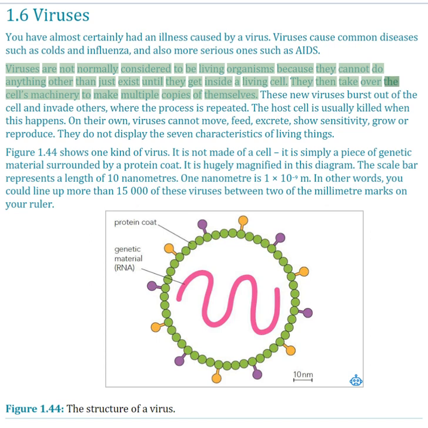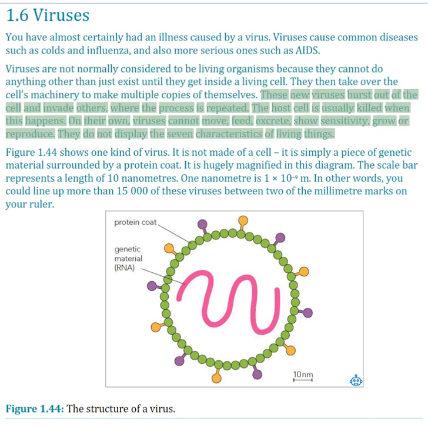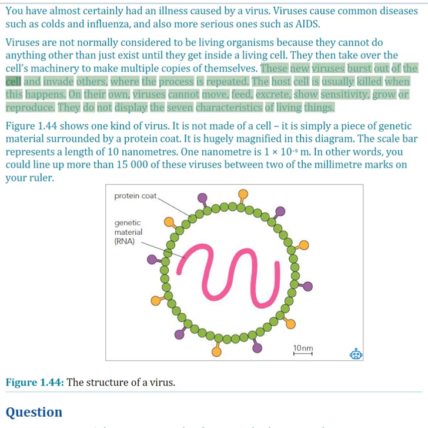They then take over the cell's machinery to make multiple copies of themselves. These new viruses burst out of the cell and invade others, where the process is repeated. The host cell is usually killed when this happens. On their own, viruses cannot move, feed, excrete, show sensitivity, grow or reproduce. They do not display the 7 characteristics of living things.